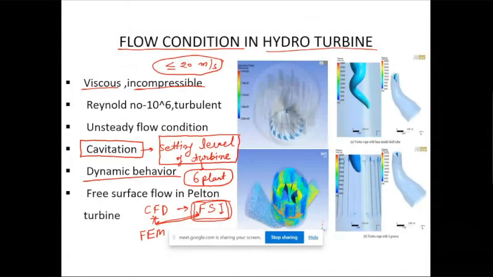So CFD predicts the hydraulic performance. FEM predicts the structural performance. Once we couple these two, we can have an exact idea of the life of the turbine. Okay.